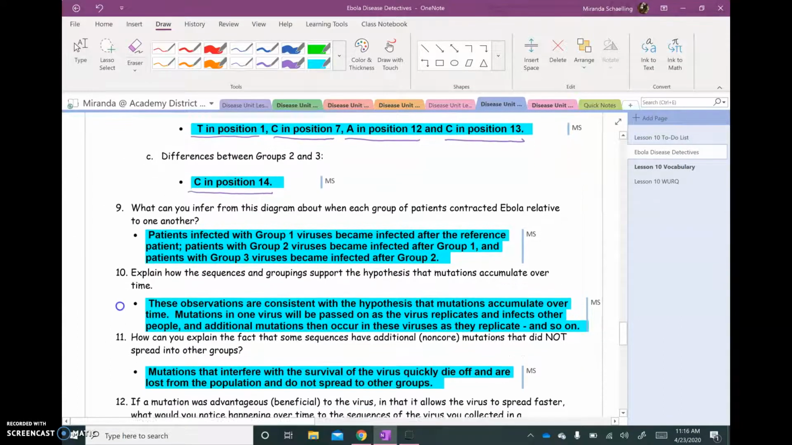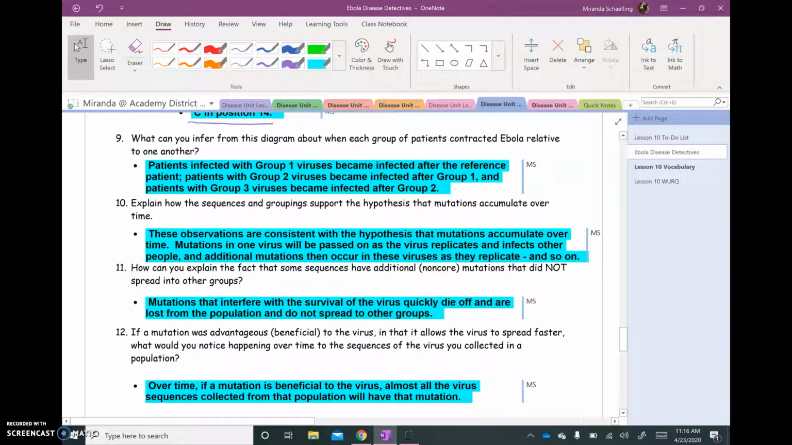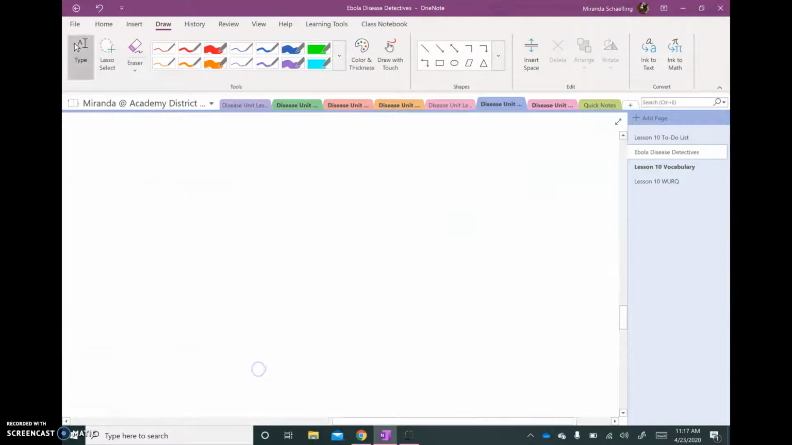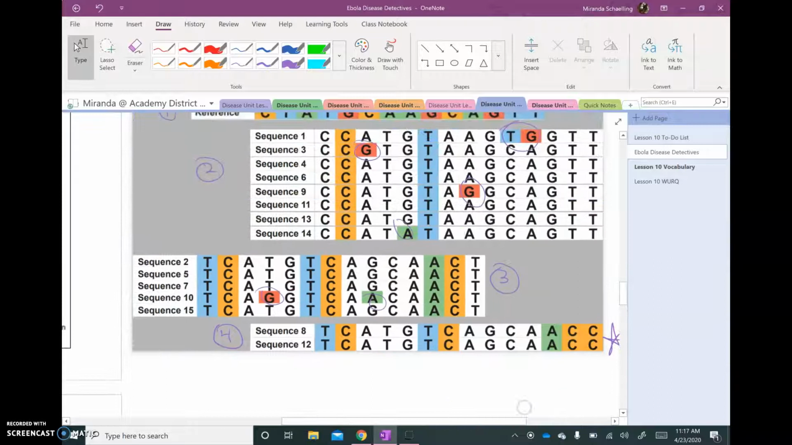Okay, explain how the sequences support the hypothesis that mutations accumulate over time. It definitely shows that, it's definitely true. We know that mutations in one virus will be passed on as it replicates and infects other people. So the additional mutations as they replicate are passed on and so on. But what happened too is, how can we explain that these randos did not get passed on to the new groups, that these ones were only present in 1 or 2 sequences? How do we explain that?